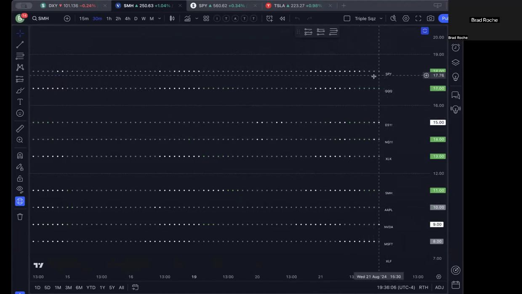So into the close today, we have buy signals on the 30-minute for SPY, buy signals on the 30-minute for QQQ, buy signal for NQ, buy signal for XLK, buy signal for SMH. We have all of those in a buy signal. If it's white, that means it's in a squeeze. So we've got squeezes on NVIDIA and Microsoft. So we're setting up for a big move one way or the other, and it's probably going to be up.